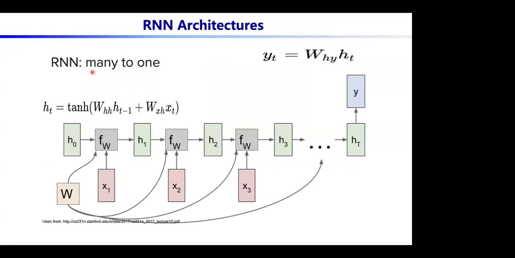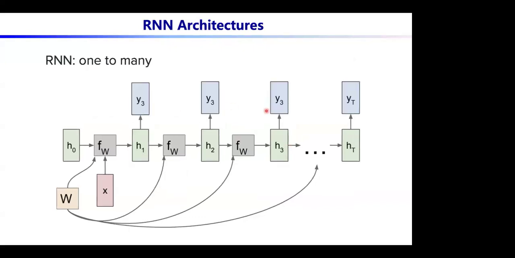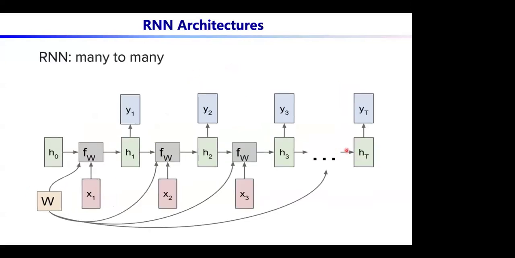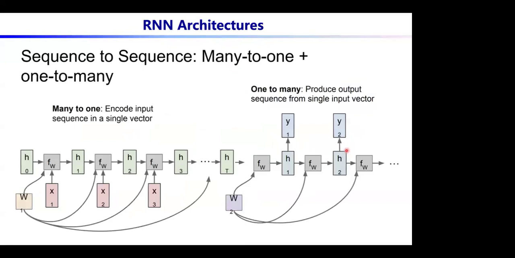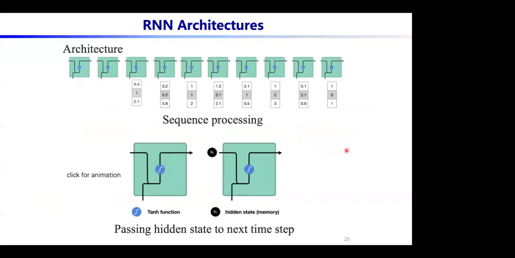For many to one, many inputs, one output, this is the typical architecture for the algorithm. For one to many, this is the typical architecture, and then many to many, and so on and so forth. So this is the kind of thing.